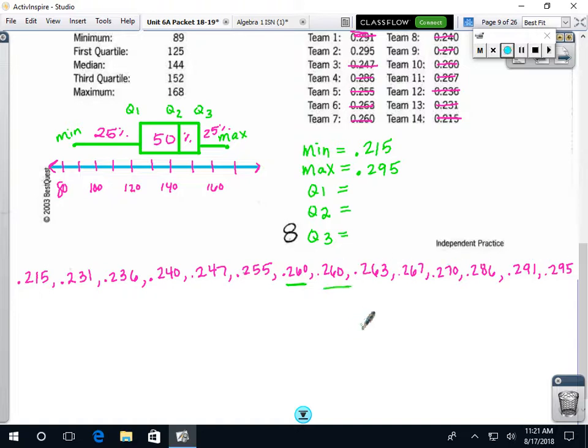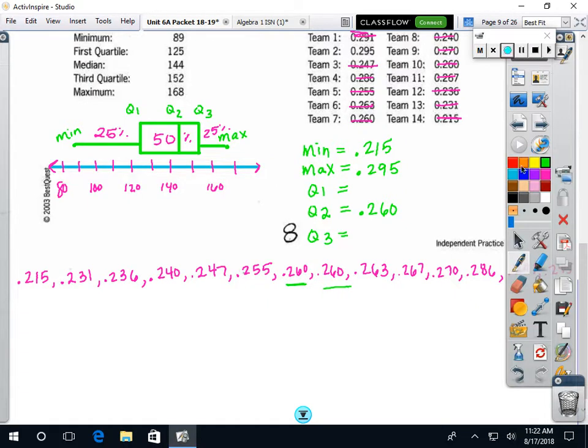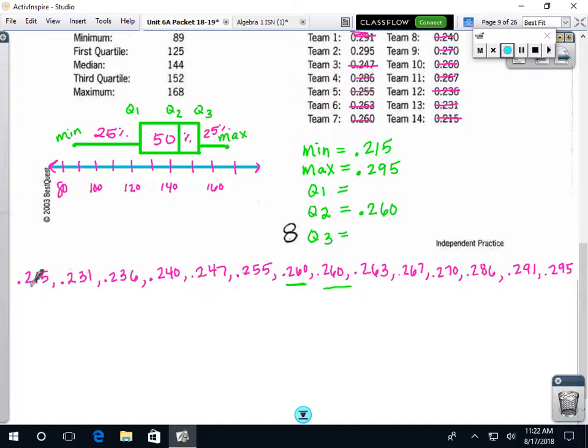Well, that ended up pretty easy because even though there were 2 middle numbers, what's the average of 0.260 and 0.260? 0.260. Now, this is where you got to pay attention. Yes, 0.260 is the median, but since there were 2 of them, you still get to include one of them in the lower half. So the lower half goes all the way from 0.215 to 0.260, and the upper half includes that 0.260 and goes all the way to 0.295.